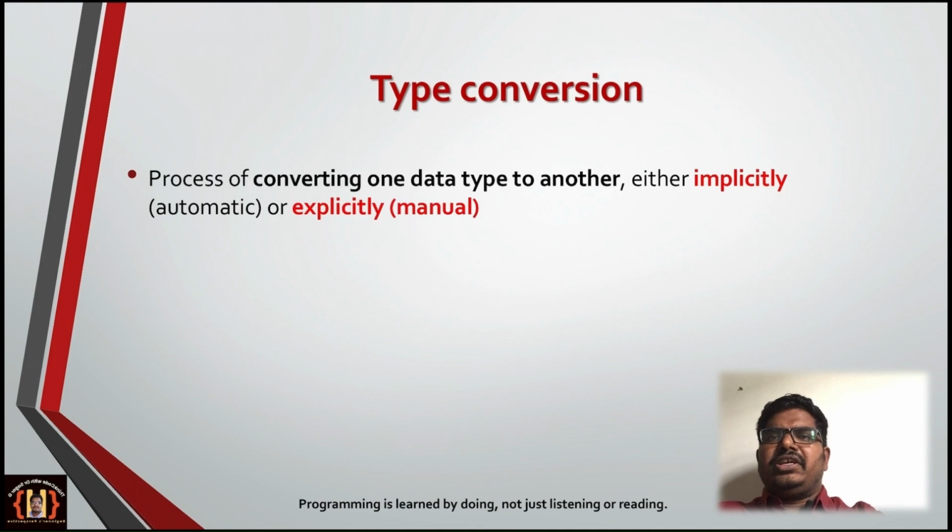So the definition for type conversion is: it's a process of converting one data type to another data type. We have seen different data types like int, float, characters, and so on. So we are going to convert one data type to other data types. There are two ways of doing it: implicit versus explicit. Implicit we call automatic conversion. Explicit we call manual conversion. We'll see in detail what these two types of type conversions in C are.